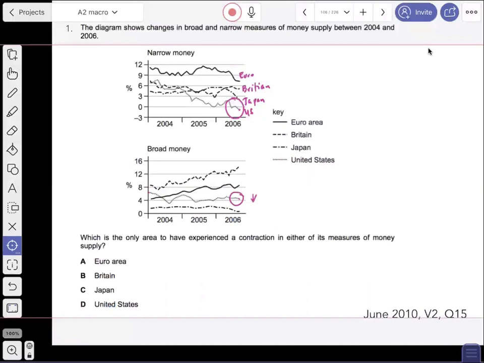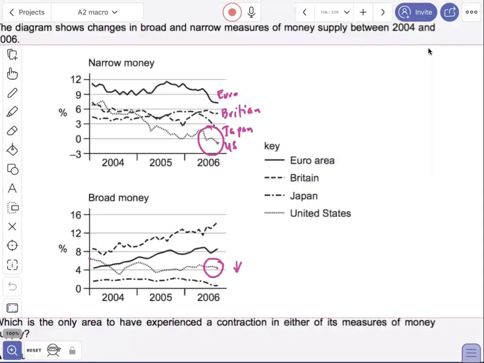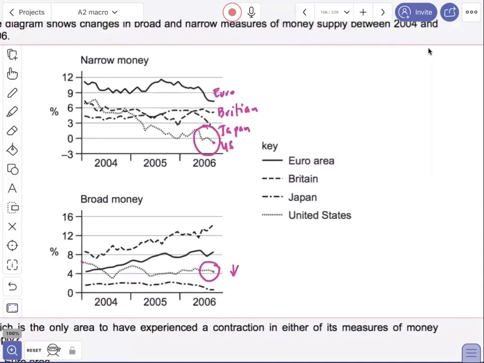Okay, so are you all with me? Is there any question? This is more of a graph reading question, about narrow money and broad money, but you are looking at very fine details, so it's a bit difficult to read. I don't know how much of the screen you can see. Is there any question before we move on? Narrow money and broad money both were showing a slight decline.